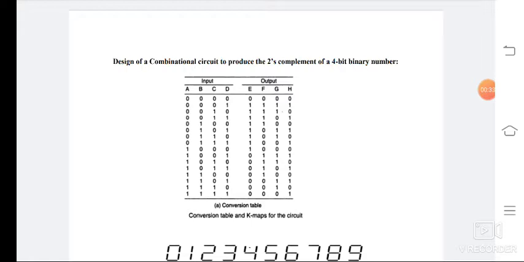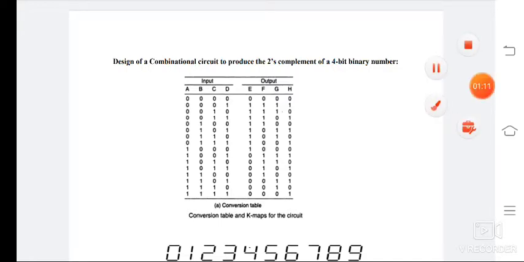In the last video lecture I discussed code conversion. Today I will discuss some more problems related to code conversion. This is our problem: design a combinational circuit to produce the 2's complement of a 4-bit binary number. I have already discussed that a 4-bit binary number means 0 to 15, so those numbers can be converted into binary, that means zeros and ones.